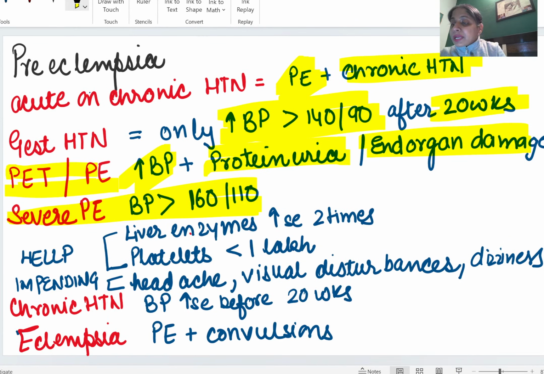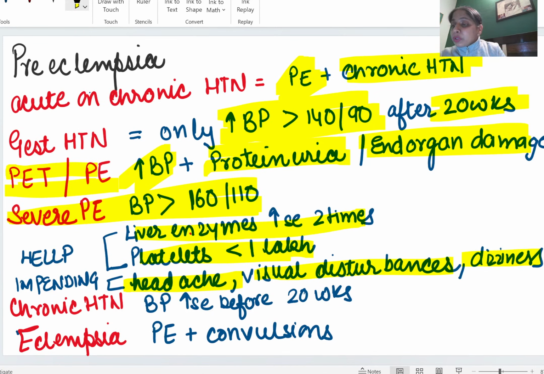What is severe preeclampsia? If the increase in BP is more than 160/110, or the liver enzymes are increased 2 times, or platelets are less than 1 lakh. These are the criteria of HELLP. Okay, these are the criteria of HELLP. Or if there are cerebral hypoxia symptoms, like headache, visual disturbances, dizziness. So if the BP is very high, any one of them, or HELLP symptoms are there: liver enzymes increased 2 times, platelets less than 1 lakh.